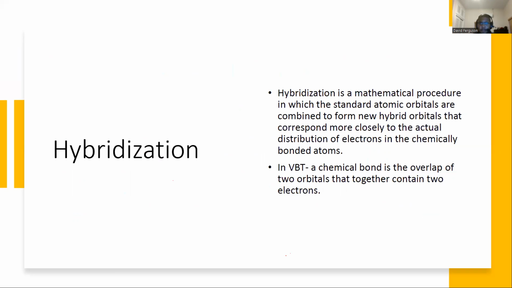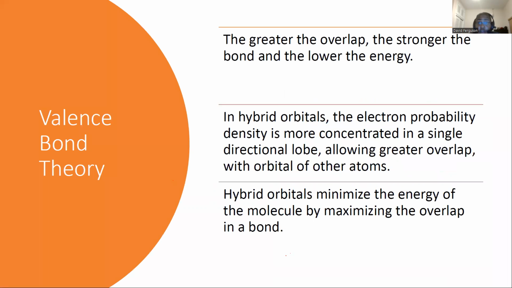That's referring to the mixing. So it's a mathematical procedure in which standard atomic orbitals are combined to form new hybrid orbitals that correspond more closely to the actual distribution of electrons in the chemically bonded atoms. A chemical bond is the overlap of 2 orbitals that contain 2 electrons. The greater the overlap, the stronger the bond and the lower the energy.